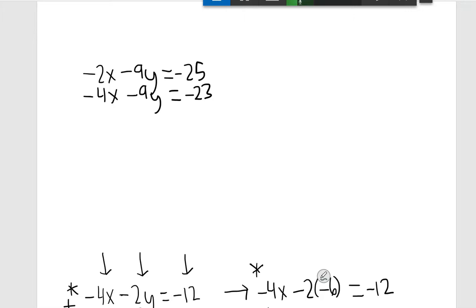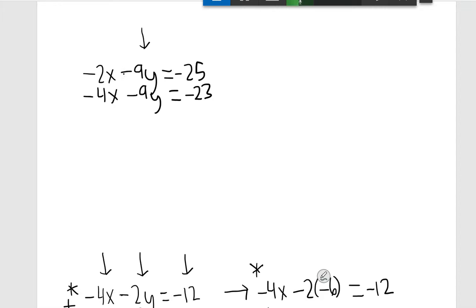Okay, so for this next example, this system is not set up to do elimination. So in order to do elimination, we need to change either one equation or both equations so that when we add them together, one of the variables drops out. If you look right here, we have a negative 9y and a negative 9y.